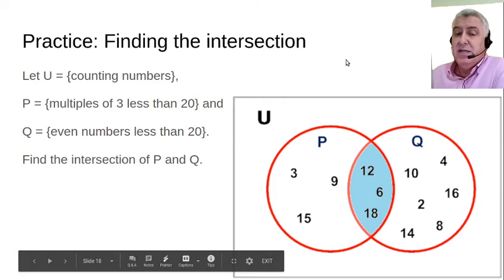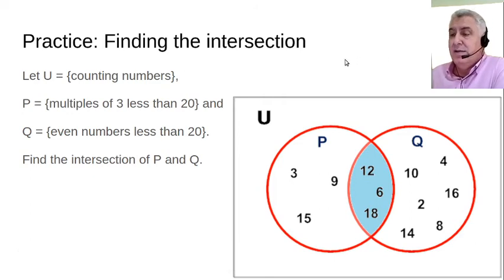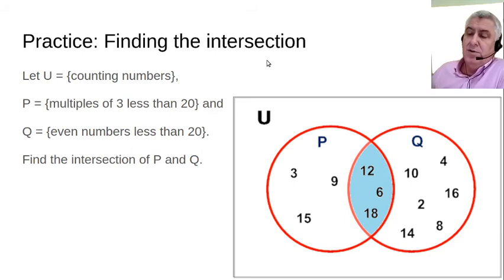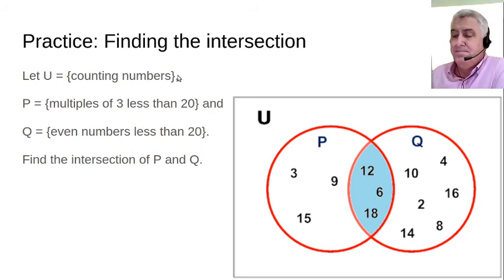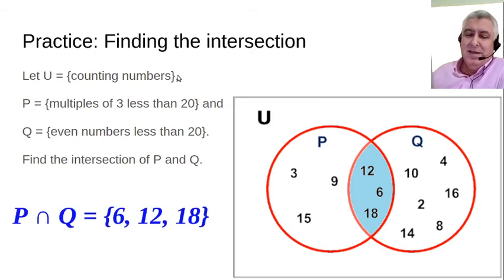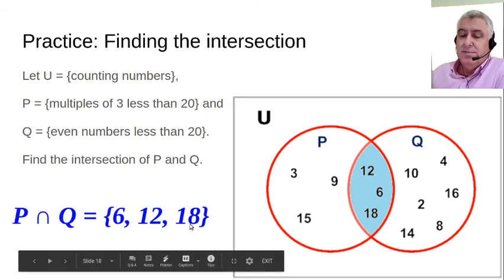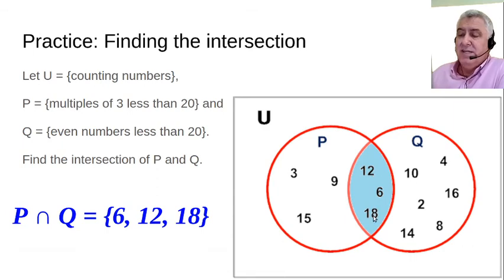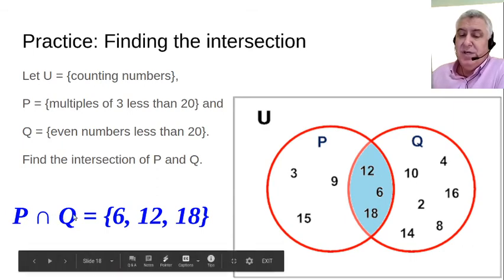So I want you to go ahead and write that out. You can type it out. Type the word intersection out if you want. If you know how to do this symbol, you can copy and paste it from my question, or you can find it using Unicode. Okay, so your answer should look like this. That's fairly straightforward. 6, 12, and 18 are in both. So the intersection of P and Q is the set 6, 12, 18.